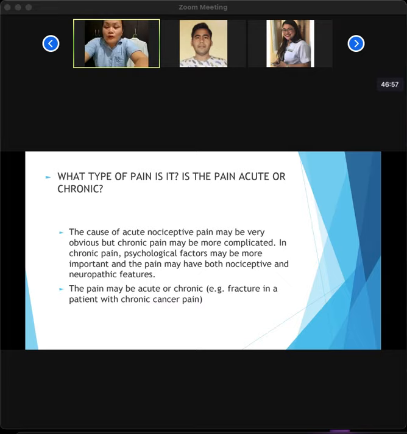So how are you going to assess? So again, what type of pain is it? Is the pain acute or chronic? The cause of acute nociceptive pain may be very obvious, but chronic pain may be more complicated. In chronic pain, psychological factors may be more important, and the pain may have both nociceptive and neuropathic features. The pain may be acute and chronic, such as in cases of fracture in a patient with chronic cancer pain. Okay?